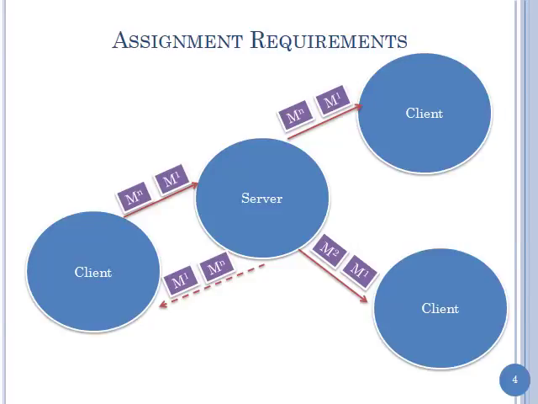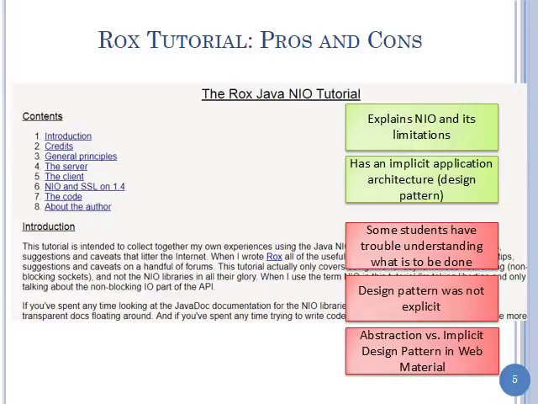Okay. And I don't exactly know what the causes of the trouble were. But I can tell you what I liked about the assignment and what I didn't like, and what I didn't like perhaps caused problems. The assignment explained NIO and its limitations well. And it had an implicit application architecture, which, if you could make it explicit in your head, was a good architecture. Okay, so I like that general architecture. But some students had trouble understanding how it was to be modified to the new application.